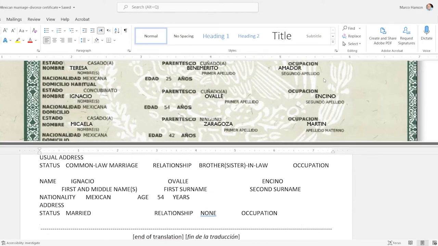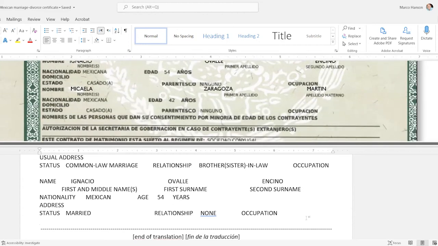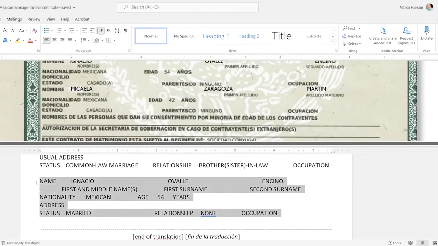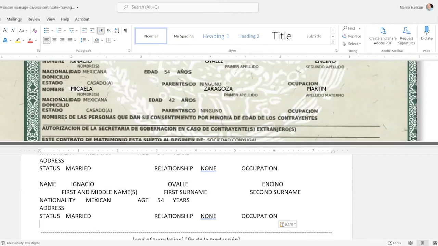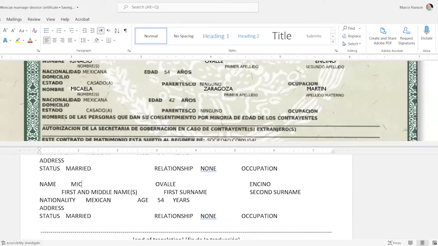Okay, 54. And then we've got one more witness. Are there usually four witnesses? I thought it's just two. Often there are four. Maybe it depends on the state. True. So the last one is Micaela. But they don't often give all of this information for witnesses. Often it's just a name and age and relationship or something like that. They don't always have all of this.